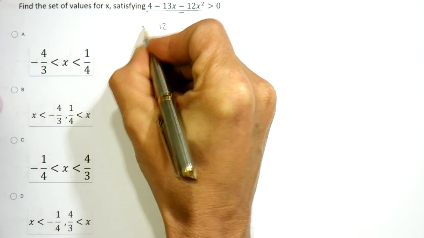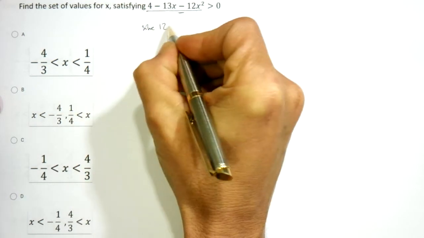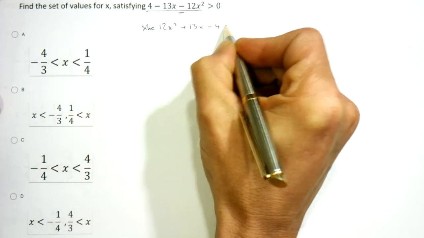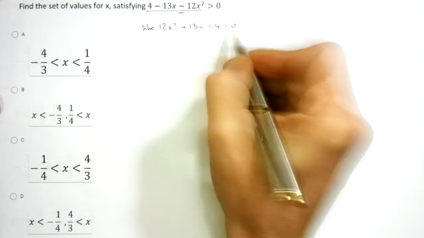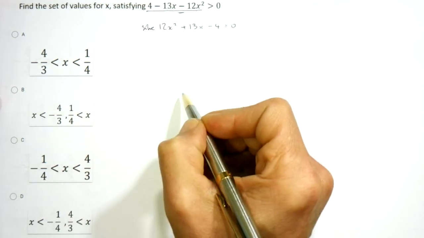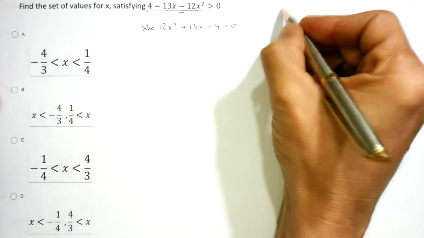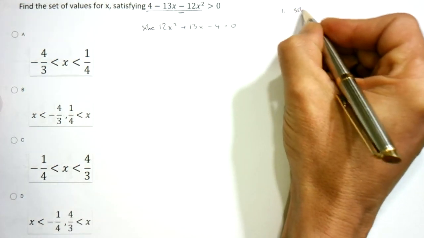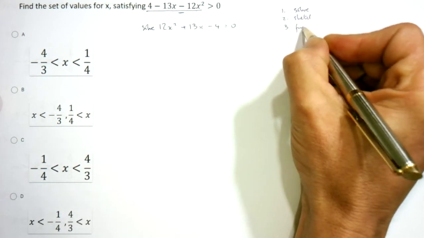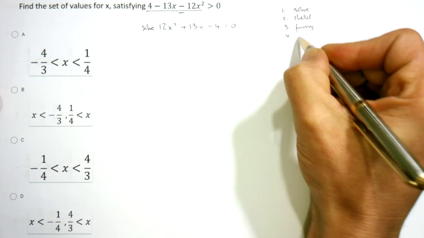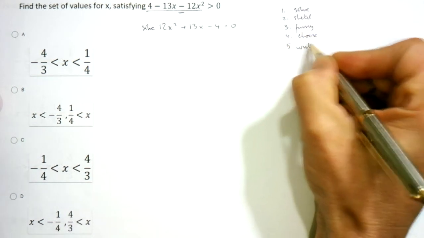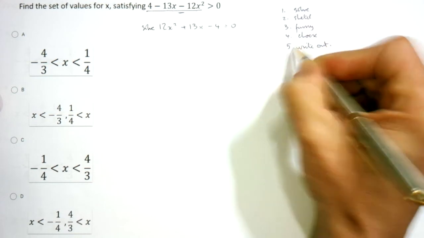So let's solve 12x squared plus 13x, take away 4, equals 0. Right? We know the process. Solve this, sketch it, furry graph, choose the right region. Okay, so remember, number 1, solve, 2, sketch, 3, furry graph, 4, choose, 5, write down in the right format.